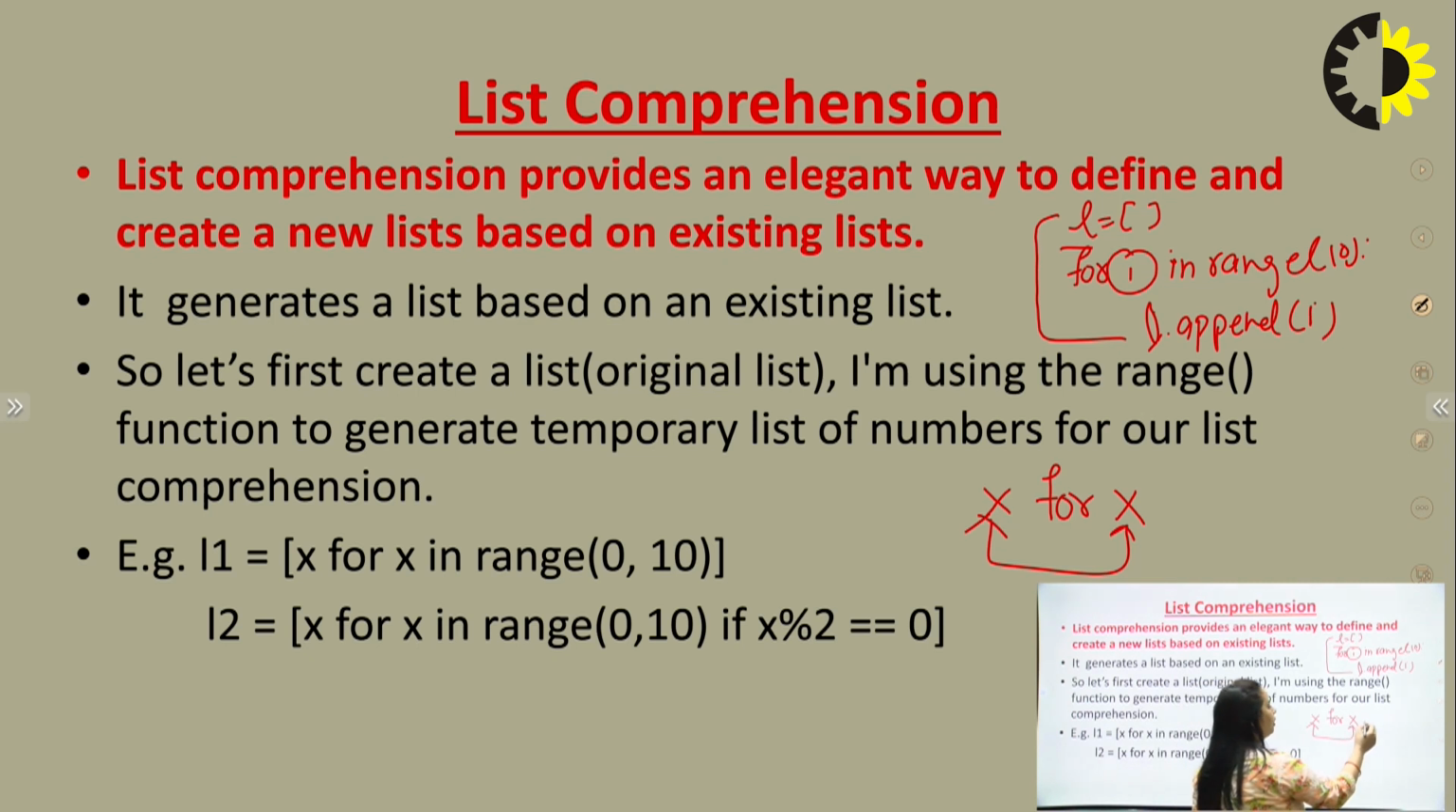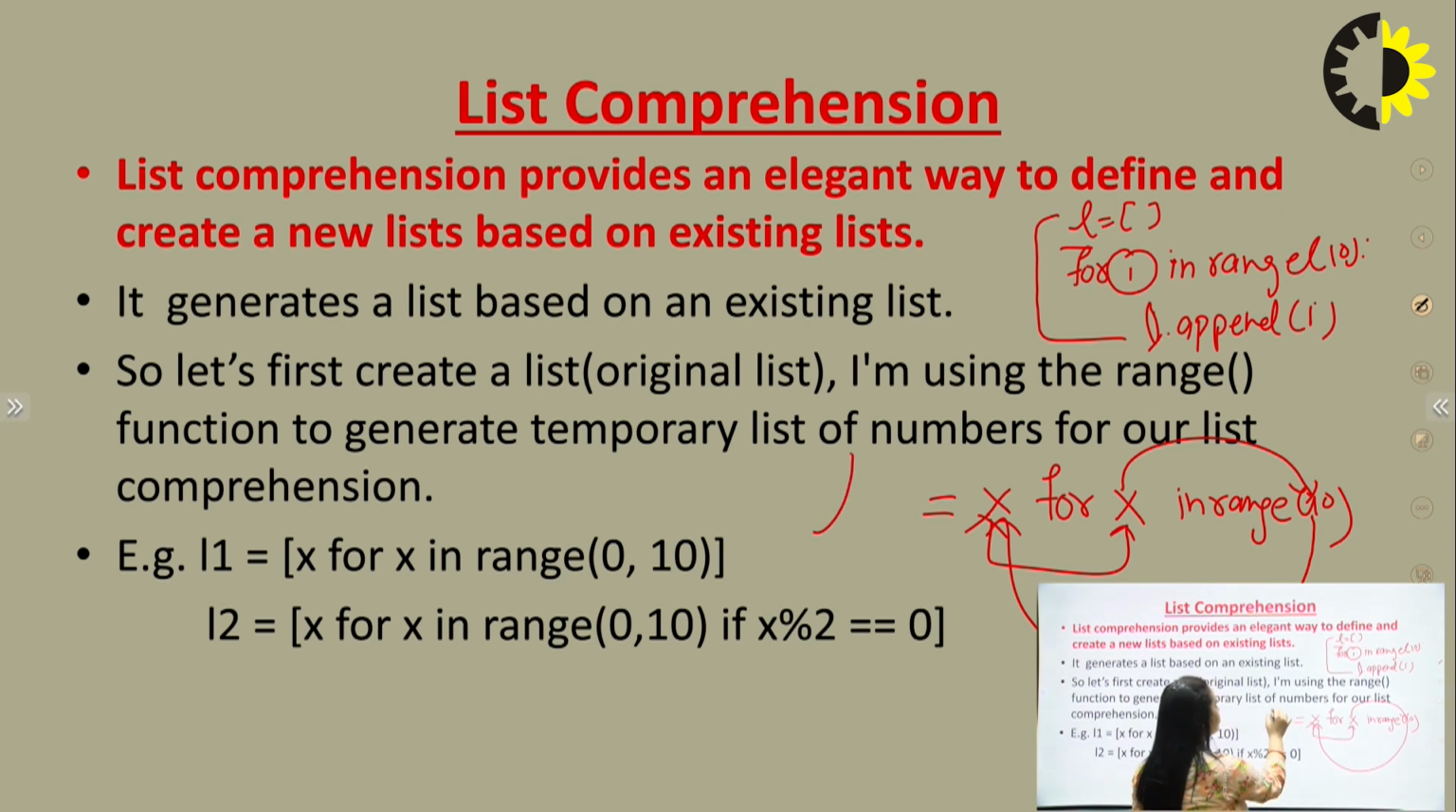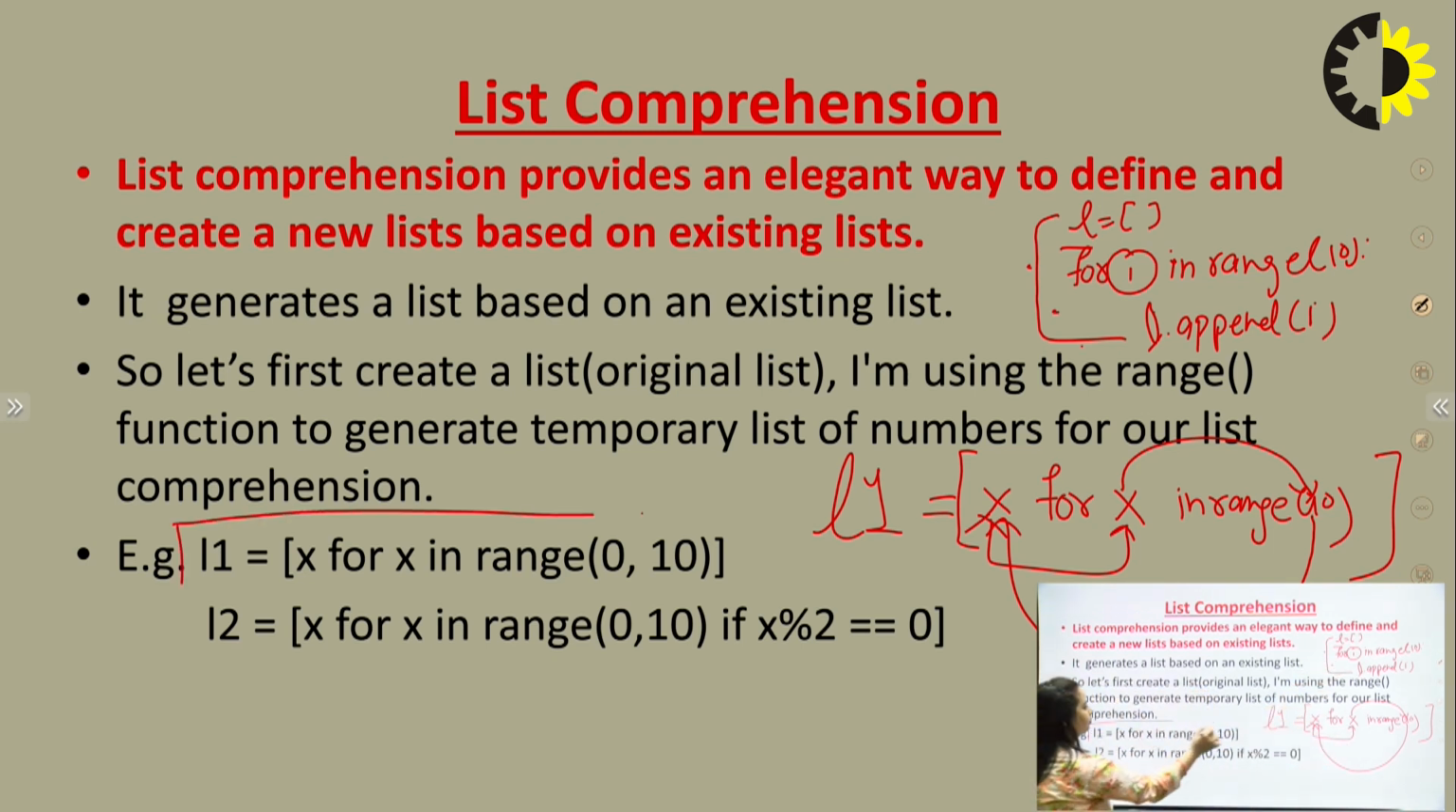Now apply for x in range(10). Now this x will get values from 0 to 10 and it will be appended automatically, and we have to store this in a variable. This is your list comprehension. Now, with the help of list comprehension, I have converted these 3 lines of code into a single line of code. Look at this. And this will give the same result.